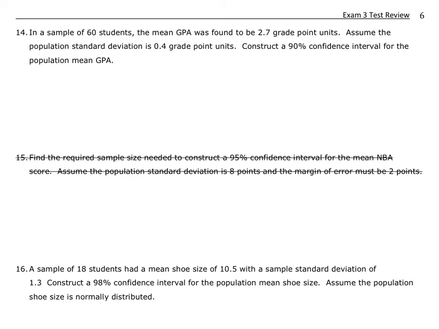All right, number 14. In a sample of 60 students, the mean GPA was found to be 2.7 grade point units. Assume this population standard deviation of 0.4 grade point units. Construct a 90% confidence interval for the population mean GPA.